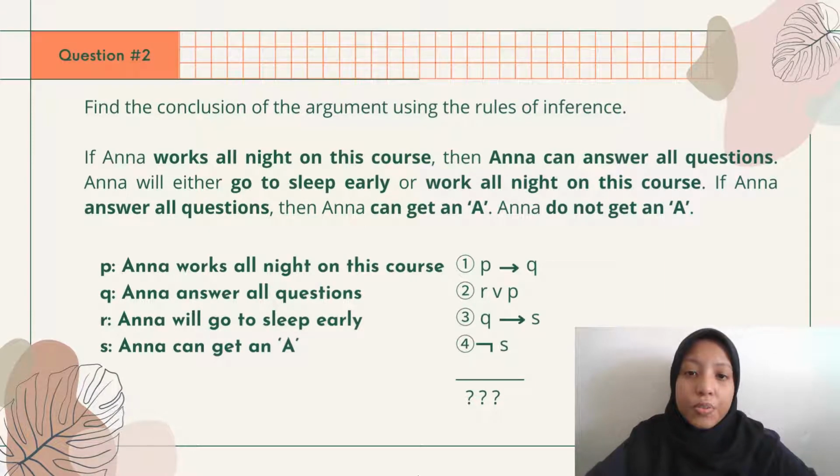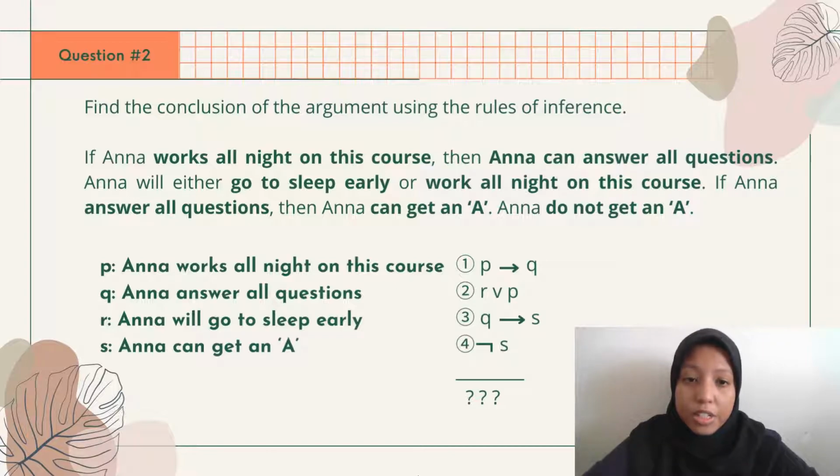Next, I will continue with the second question. Find the conclusion of the argument using the rule of inference. If Anna works all night on this course, then Anna can answer all the questions. Anna will either go to sleep early or work all night on this course. If Anna answers all questions, then Anna can get an A. Anna does not get an A.